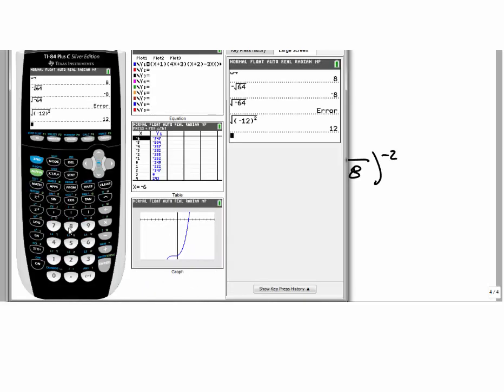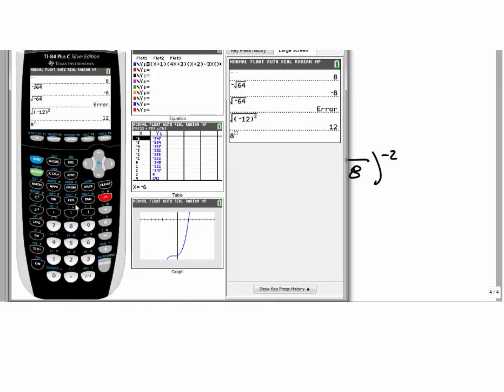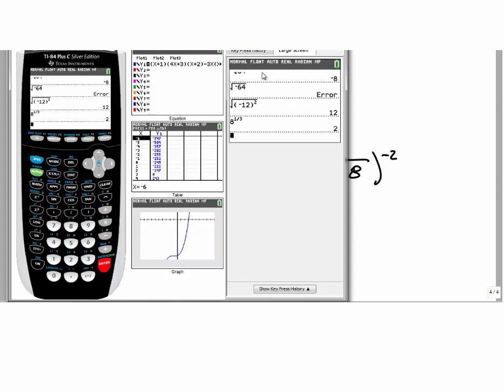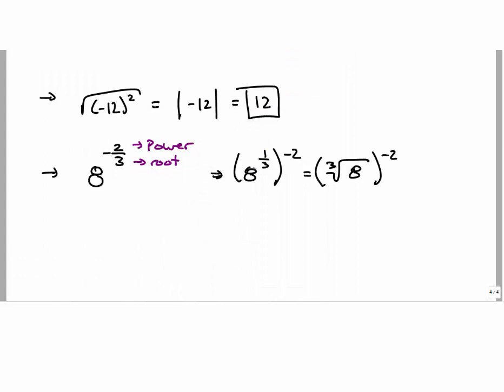8 to the 1/3. So 8 exponent, and then of course, if you use your caret key here, you need to use parentheses. If you see it goes up into the exponent, so I don't need to worry about that. But if yours doesn't, you need to use your caret key. The cubic root of 8, 8 to the 1/3 is 2. So this piece right here simplifies to 2. 2 to the negative 2 is 1 over 2 squared, which is 1/4.